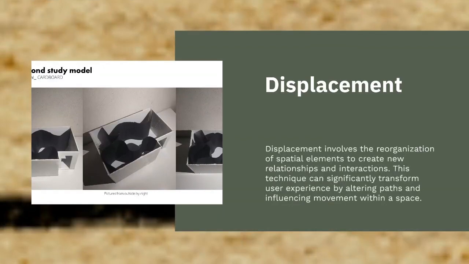Our next term is displacement. And displacement involves the reorganization of spatial elements to create new relationships and interactions. This technique can significantly transform user experience by altering paths and influencing movement within a space.